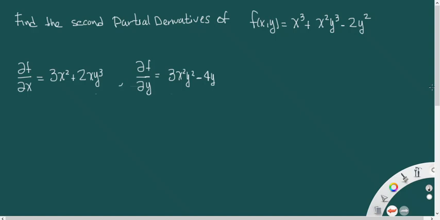Okay, let's work on an example of partial derivatives, in this case higher order derivatives. Please take into consideration that if you are going to calculate the third derivative or the fourth derivative, the procedure is going to be the same.